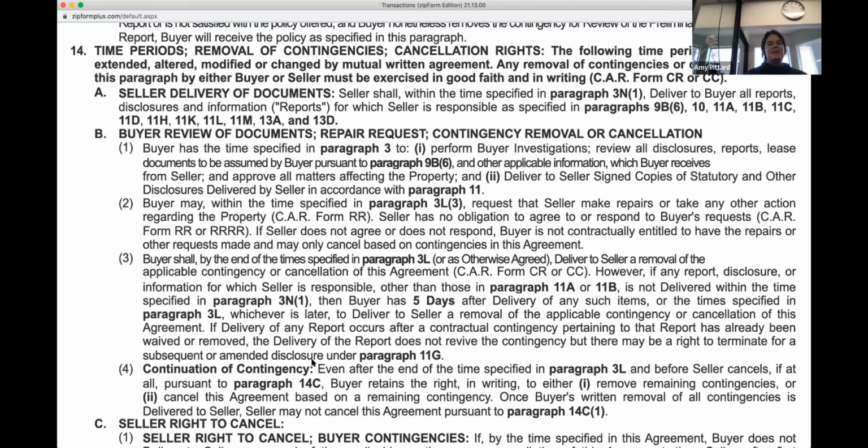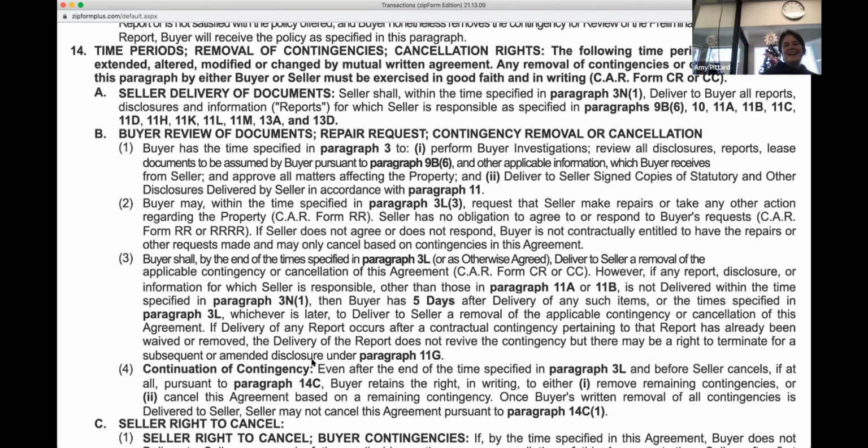or take any other action regarding the property. That would be a CAR form RR, or the request for repairs. Seller has no obligation to agree or respond to the buyer's request on the CAR form RR or the RRRR, which is the seller's response to the buyer's repair request. So if you've noted that they don't have to agree to the repairs and they don't even have to respond officially. Okay. If you're a KW agent, I highly recommend that you respond to the repair request because I just feel like it's bad manners not to.